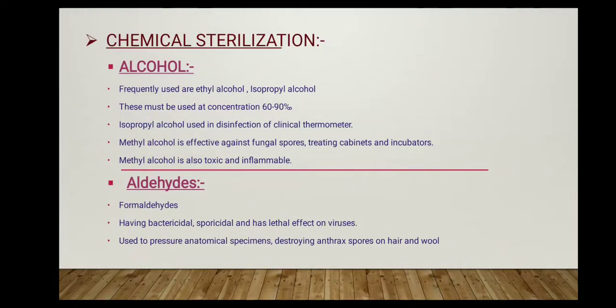Chemical sterilization. In chemical sterilization, firstly we can see alcohol sterilization. Frequently used are ethyl alcohol and isopropyl alcohol for sterilization. These must be used at a concentration of 60 to 90%. Isopropyl alcohol is used in disinfection of clinical thermometers. Methyl alcohol is effective against fungal spores, used for treating cabinets and incubators.